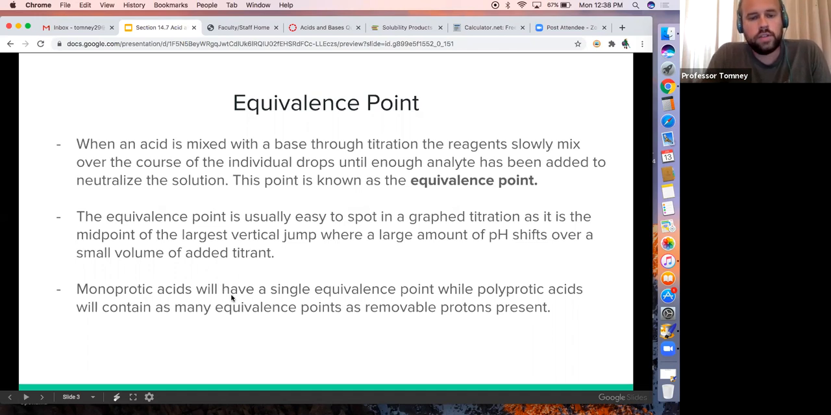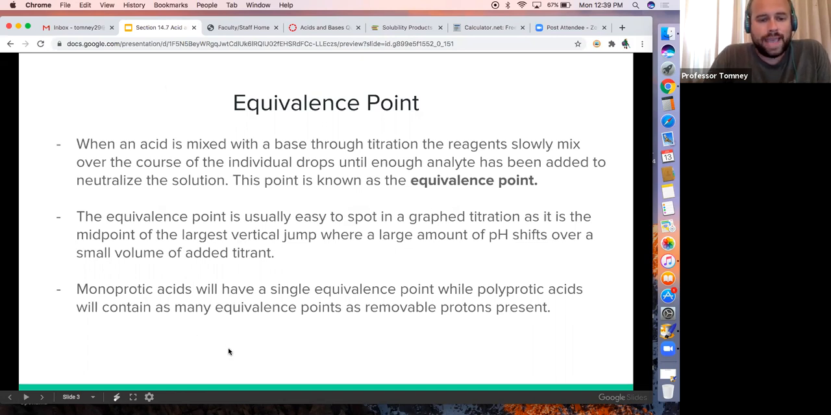All right, so the equivalence point is pretty easy to spot when you have these graph titrations. If you don't have a graph, you can still calculate it by finding the moles of acid that you're starting with, and then calculating the moles of base that would be needed to neutralize that. And then based on the concentration of that base, the question is how much volume or how many milliliters are you going to add with your burette, okay?